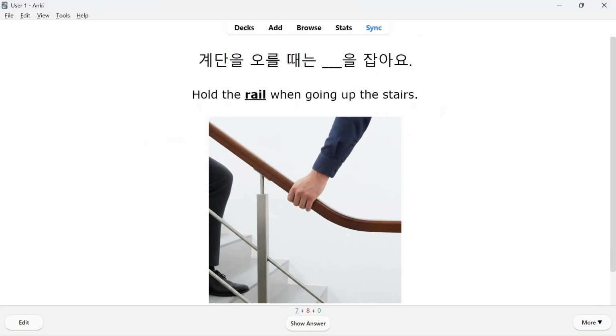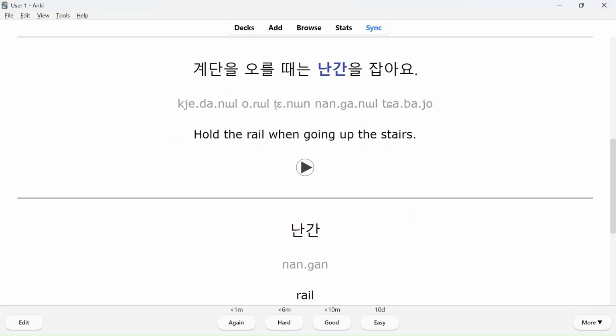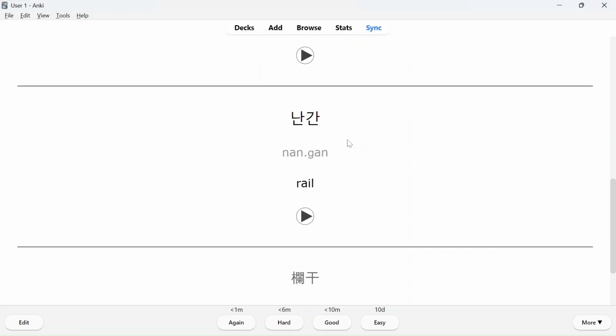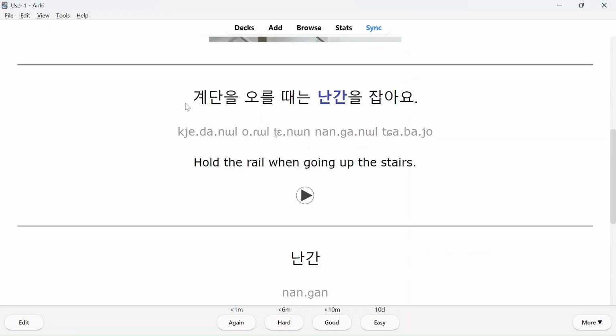So let's do one more. Hold the rail when going up the stairs. How do you say rail? 계단을 오를 때는 난간을 잡아요. 난간. Great.